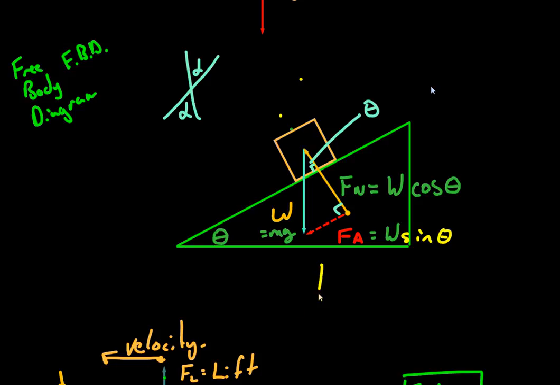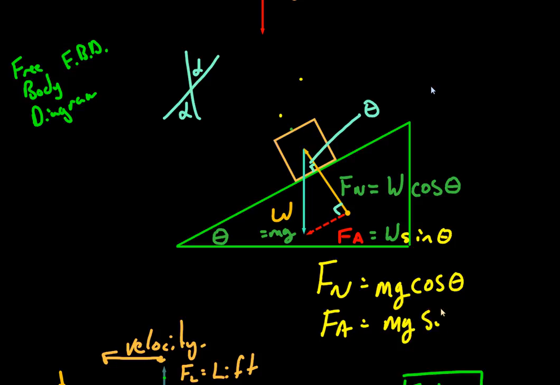All right, so we write that down. The normal force is equal to W, which is weight, or mg if you want, right? Because weight is equal to mg cos theta. And the accelerating force down the plane, or parallel to the plane, is mg sine theta.